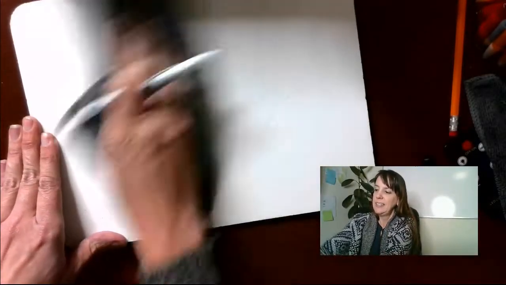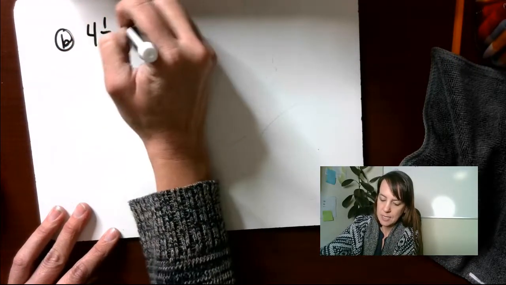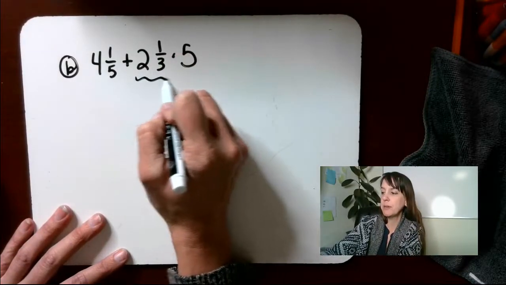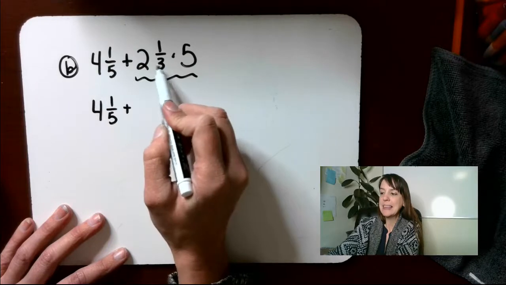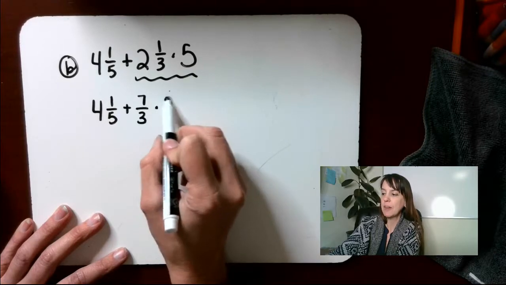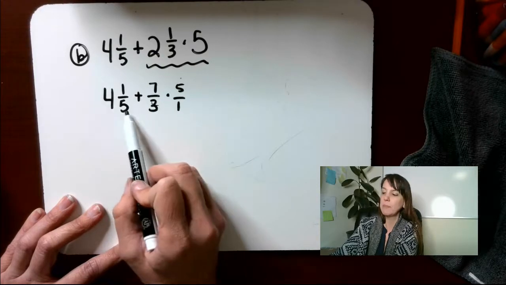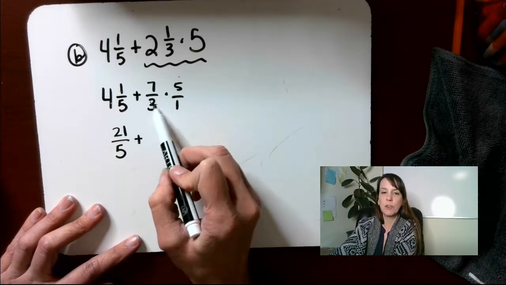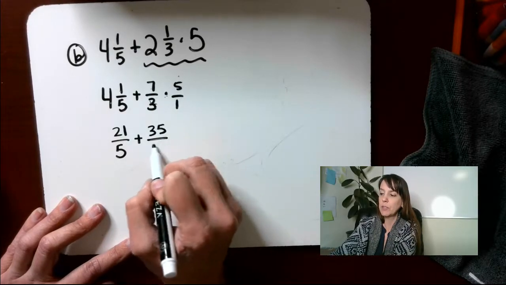All right, so for B, we do 4 and 1/5 plus 2 and 1/3 times 5. All right, guys, we need to do this multiplication bit first, right? So we're going to do 4 and 1/5 plus, this we need to change. 6, this is 6, plus 1 is 7, 7 over 3 times 5 over 1. Since I'm going to be having this in an improper fraction, I might as well just change this as well. So this times this is 20 plus that is 21 over 5 plus, now over here I've got 7 times, I can't cross cancel anything, so 7 times 5 is 35 over 3.